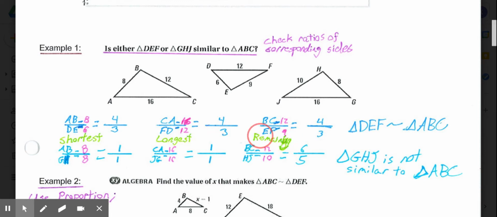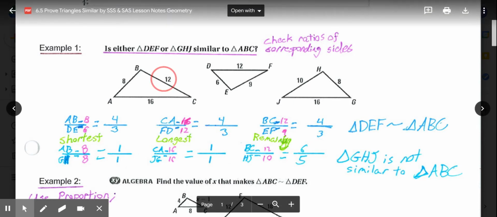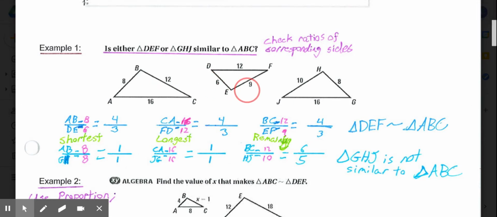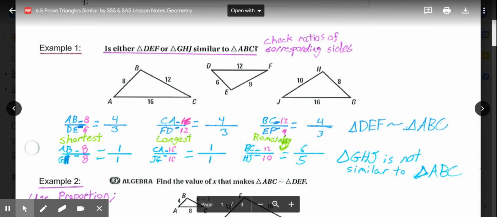And then we'll use our remaining sides. So BC, 12 over EF of 9. 12 over 9 also simplifies to 4/3. So my corresponding sides are all proportional, meaning triangle DEF is similar to triangle ABC.